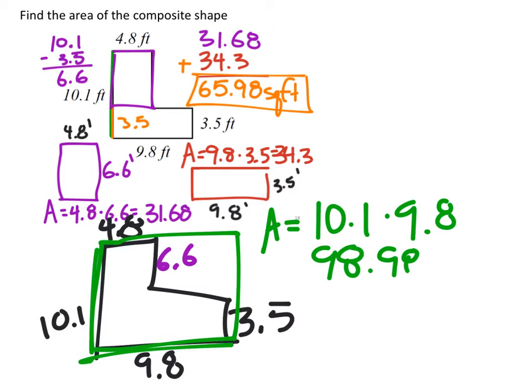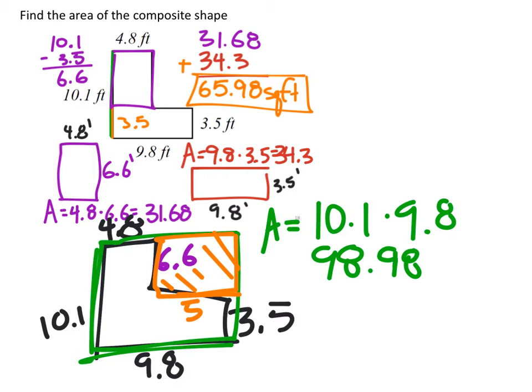Now, this 98.98 square feet is for the whole green rectangle. However, there's part of it that's missing, right? It's this part, which is 6.6 by 5, looks like. 6.6 by 5. So the orange rectangle right here doesn't actually exist in the original shape.